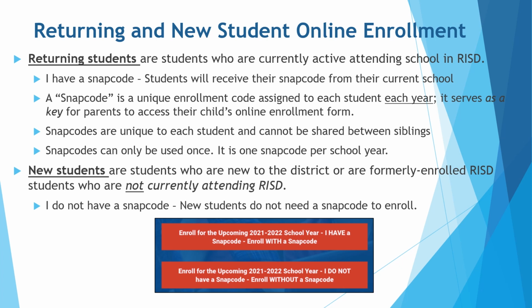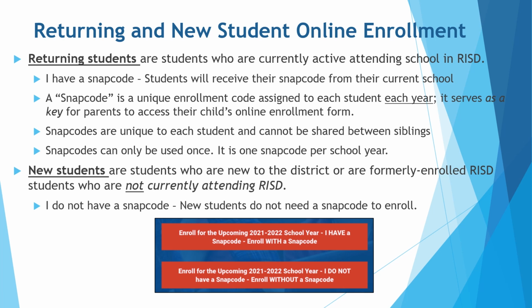Students will receive their Snapcode letter and/or email from their current school, which will contain detailed instructions for accessing the PowerSchool system. Families will not be able to begin the online enrollment process until they have received a Snapcode for their students. And what is a Snapcode? A Snapcode is a unique enrollment code assigned to each student each year. Therefore, the Snapcode serves as a key for parents to access their child's online enrollment form.